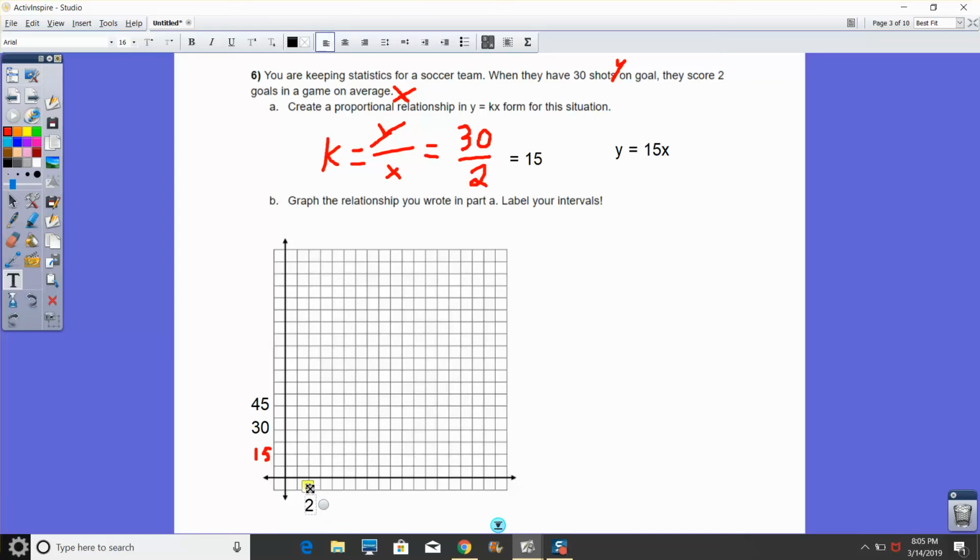So I'll put a 2 on this one. And then just to further emphasize, this is a 4. So make sure that when you're doing your graphs, if there's no intervals provided to you on the graph, that you give the intervals yourself, right? So now let's plot a couple of points.